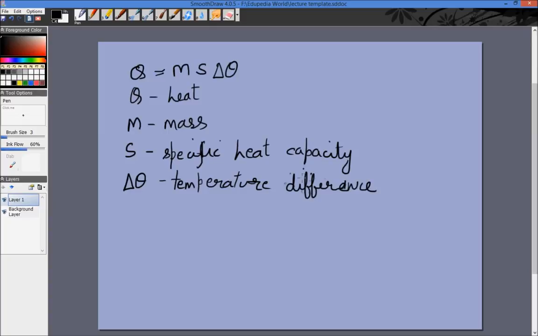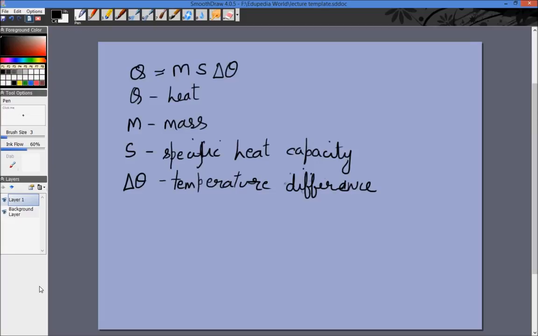Yeah, so delta theta is the temperature difference. Now if the object's temperature rises, that means it absorbs heat. That means if delta theta is positive, it absorbed heat. If delta theta is negative, that means the final temperature is lower than the initial temperature, then it released some heat which must have been absorbed by some other material.